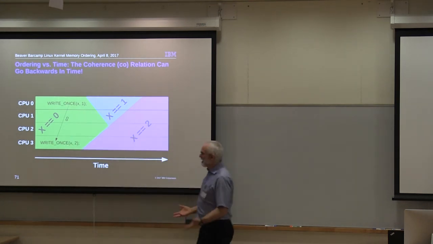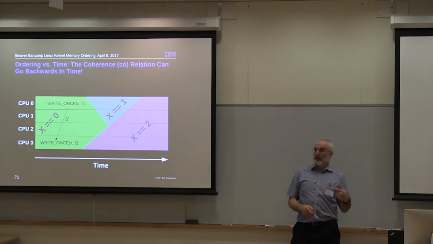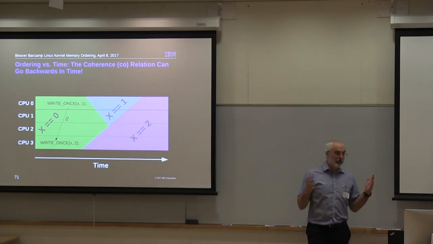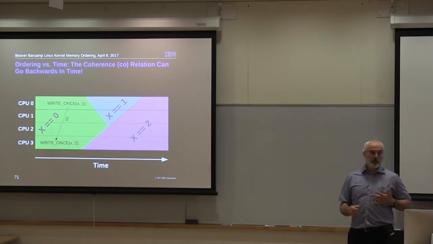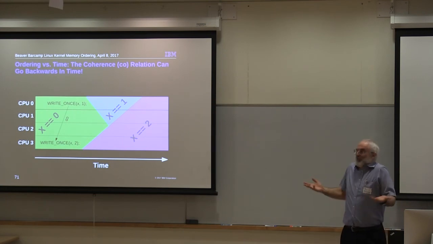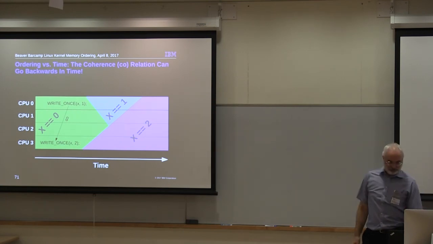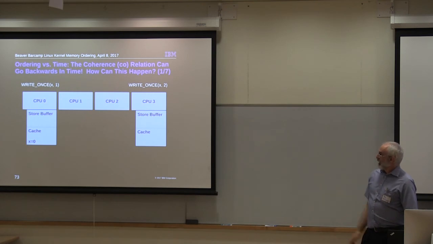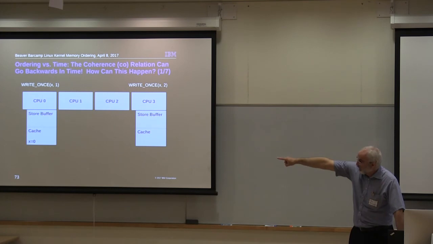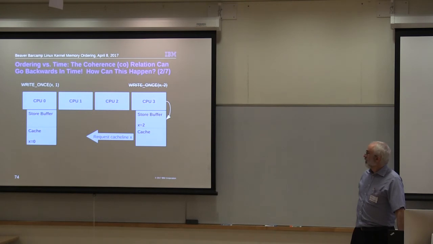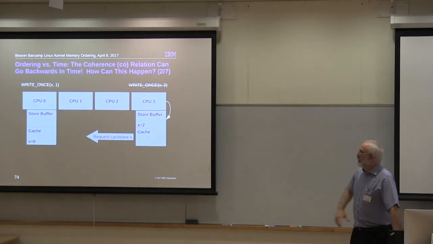Now, it's not like things are actually going backwards in time, it's a sort of artifact of propagation delay through the machine. But still, with an RF relation, you know that the write happened before the read. With CO, you don't know the writes happen in any particular order. And let's show how that can happen. Okay, so we start off, we've got CPU 0 and 3 doing the writes, and the variable written to happens to be in the cache of CPU 0 over there. All right, so CPU 3 does this write first. It puts the value in the store buffer.